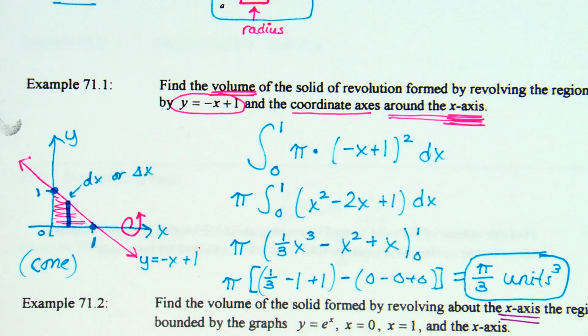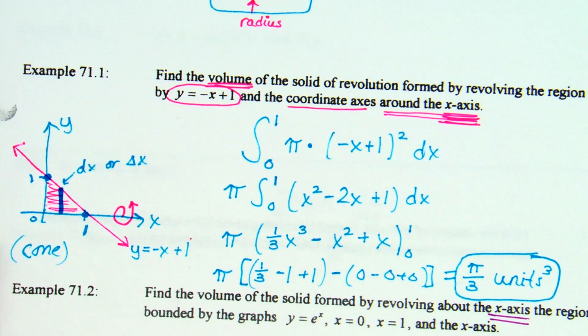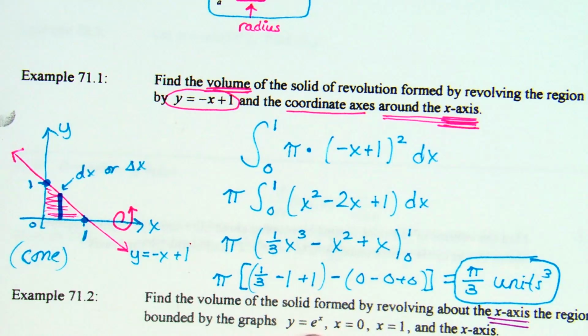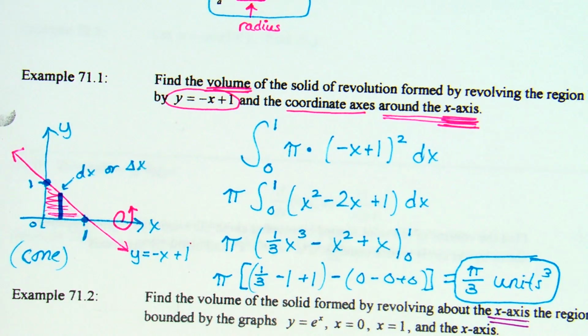It's not three. No. It's not scary, I promise. It sounds scary. It would be scary if we had other x functions besides y equals e to the x. But x equals 0, x equals 1, and the x-axis are all just horizontal and vertical lines. They're helping you with the boundaries.